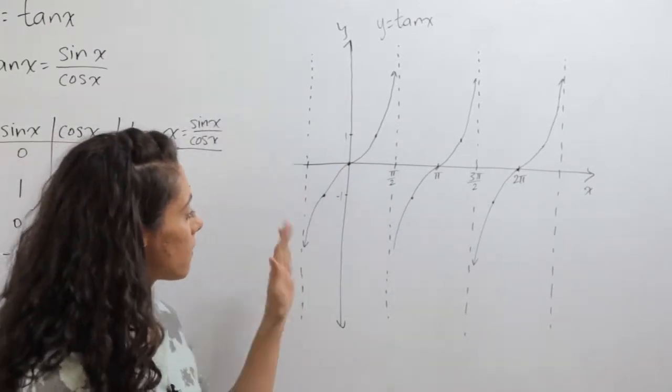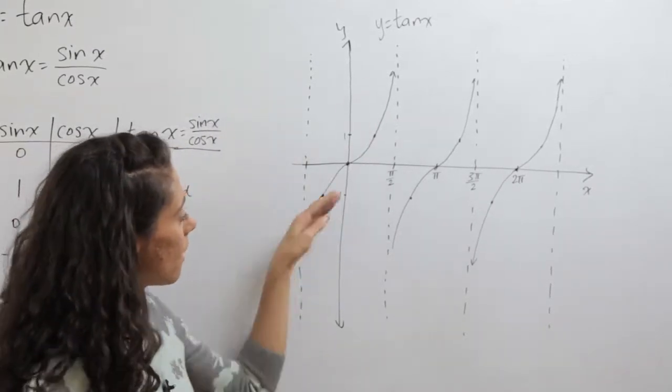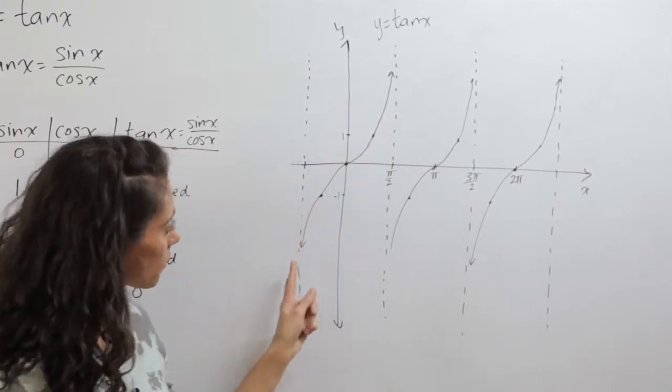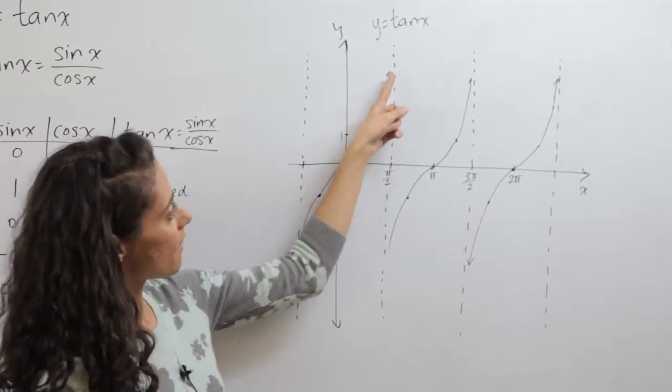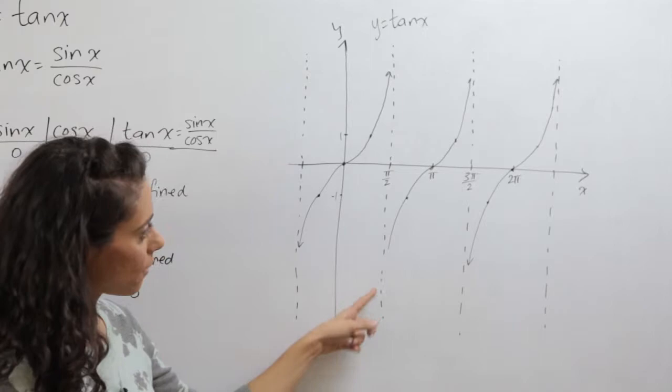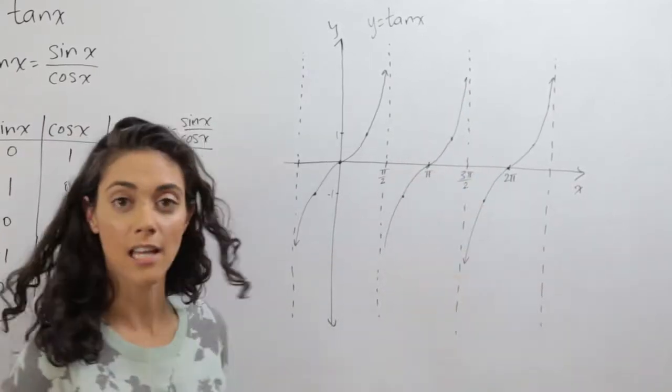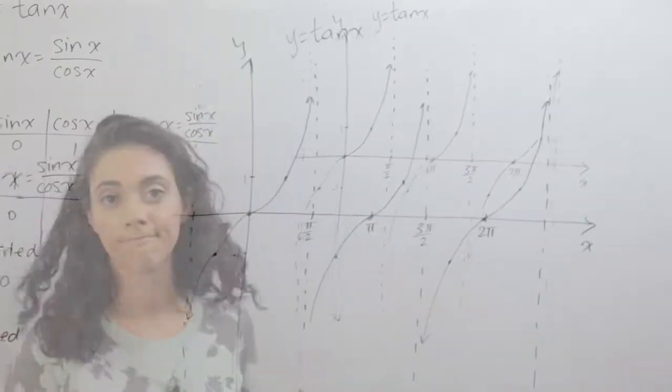And the graph of tan is always increasing. And then we have to approach the asymptotes here. It goes toward positive infinity that way, negative infinity that way, positive infinity, negative infinity, and so on.